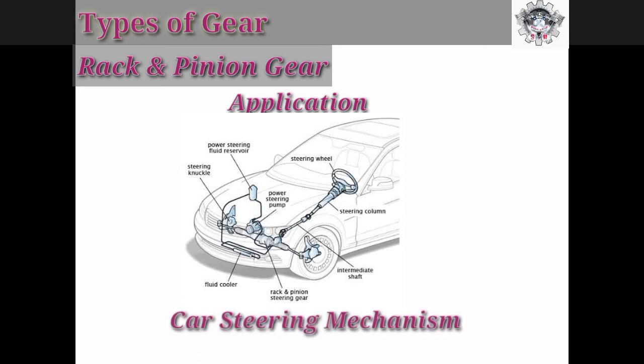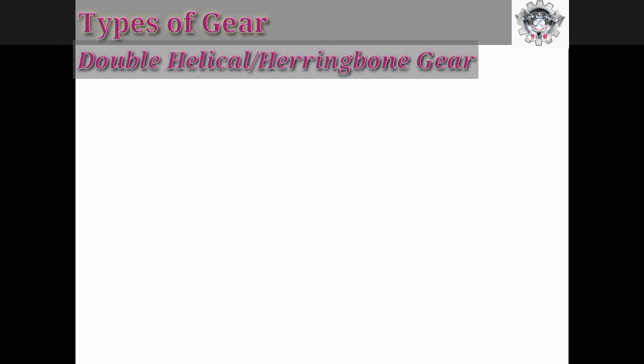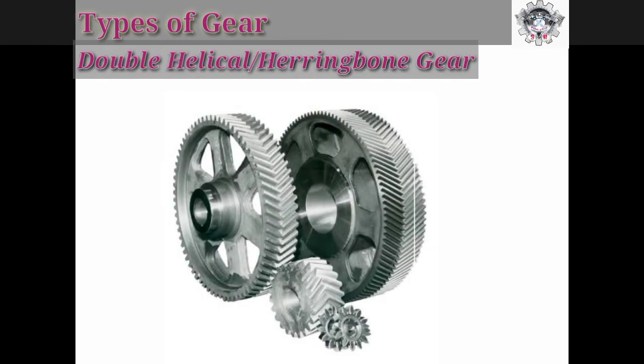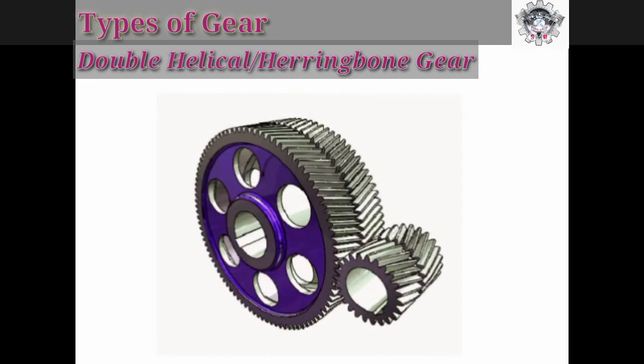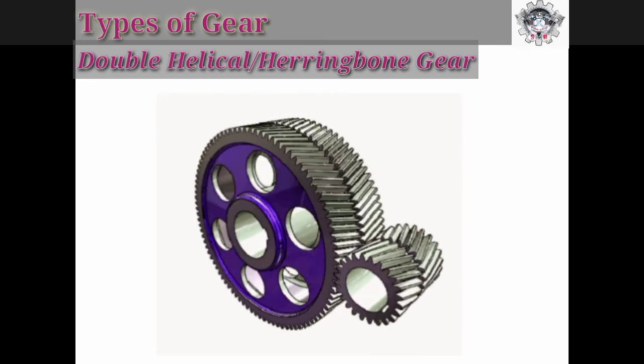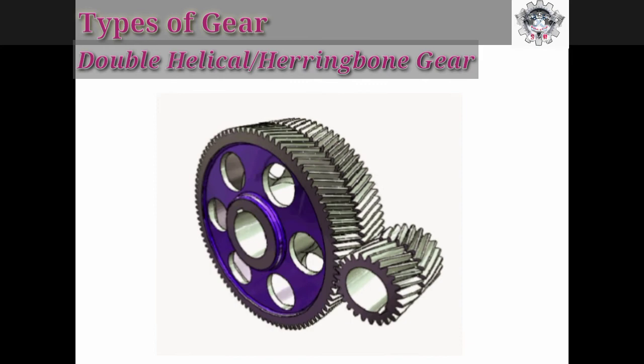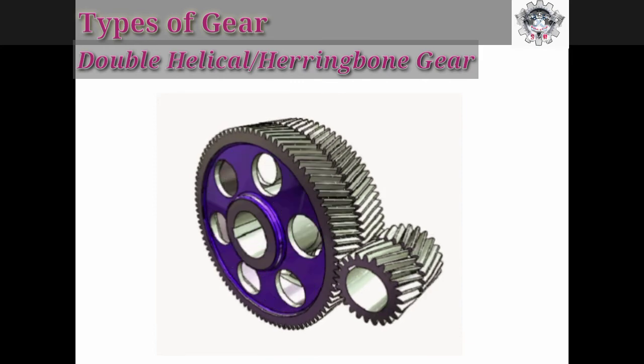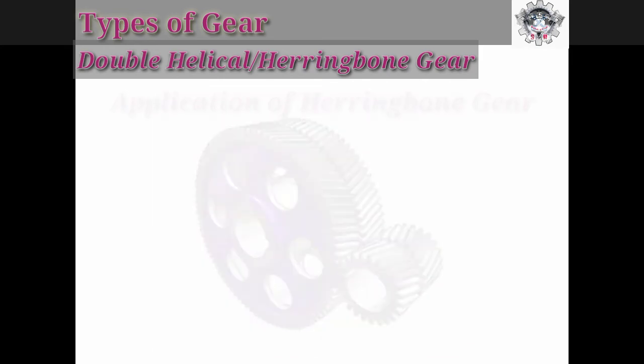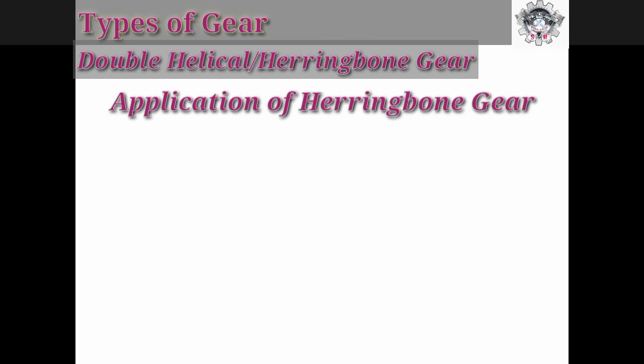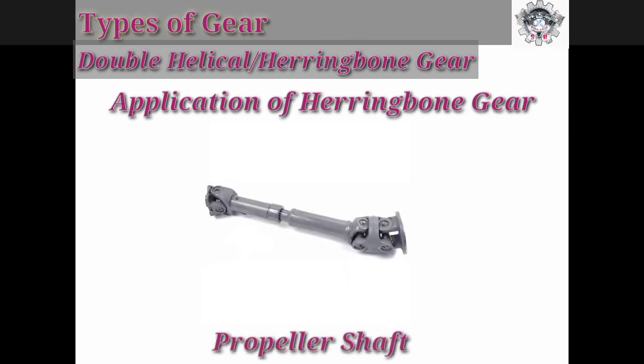Next and last type of gear is double helical or herringbone gear. As the name indicates, it is the combination of two helical gears mirroring each other. It is a special type of gear that is a side-to-side combination of two helical gears of opposite hand. The main application of the double helical or herringbone gear is the propeller shaft.